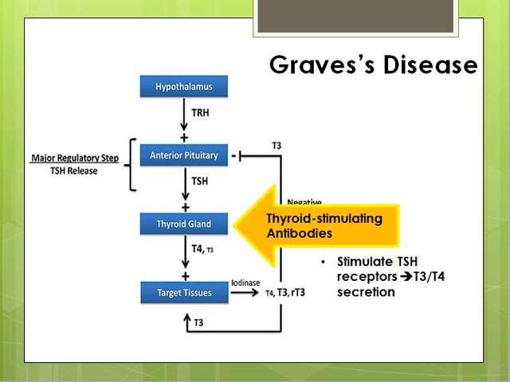In Graves' disease, however, you have these autoimmune thyroid-stimulating antibodies that are able to activate the TSH receptors on the thyroid gland and cause them to release a lot of T4 and T3 into the blood. So this is what causes the hyperthyroidism.